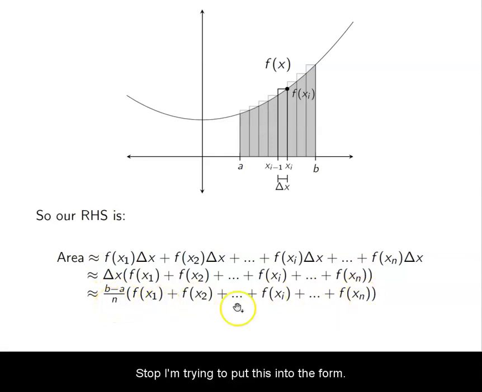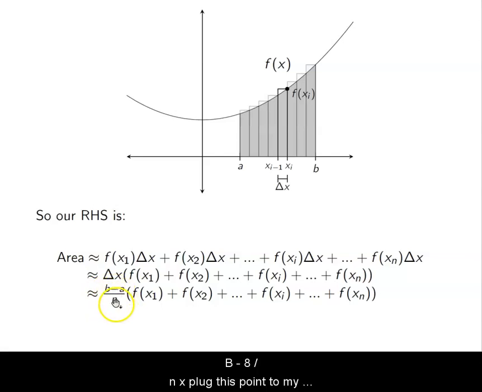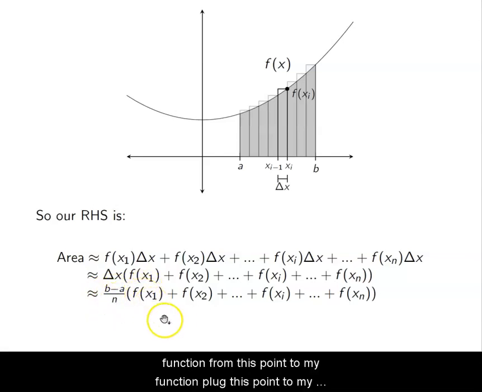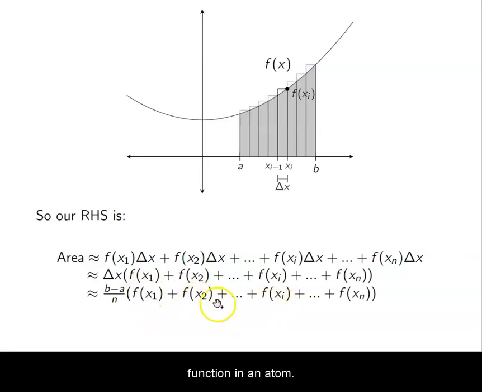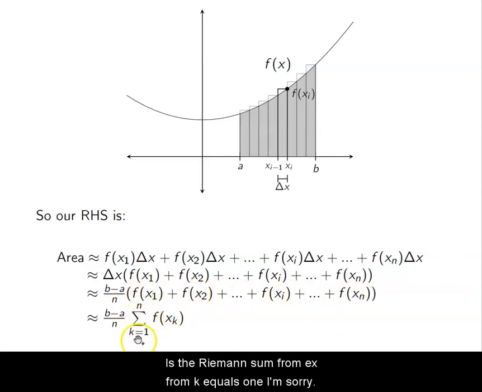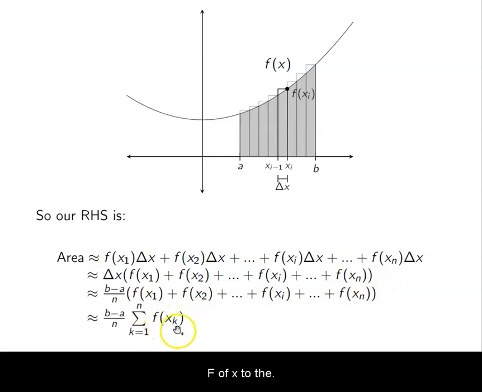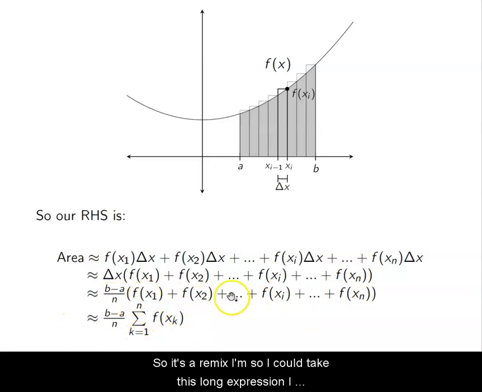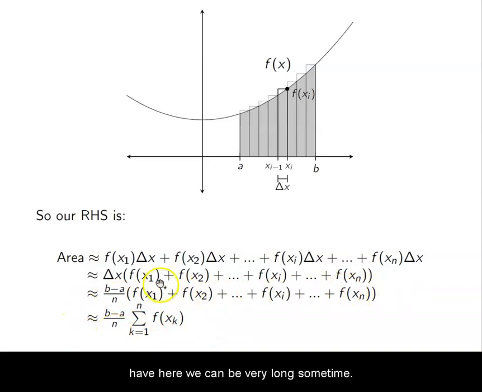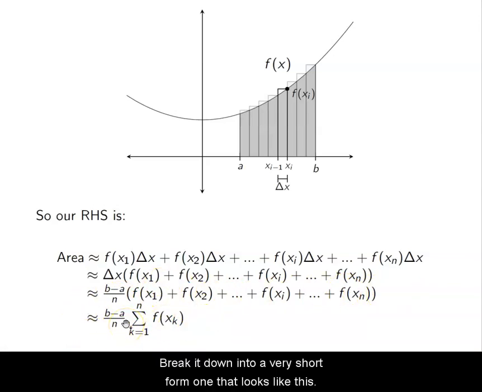So if I'm starting to put this into the form of what it would look like for the things I would plug in: b minus a over n times, plug this point into my function, plug this point into my function, plug this point into my function, and add them all up, right? The shorthand notation for this is the Riemann sum from k equals 1 up to n of f of x_k. So it's a Riemann sum. I could take this long expression, which can be very long sometimes, and break it down into a very short formula that looks like this.